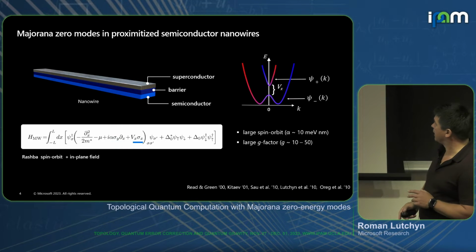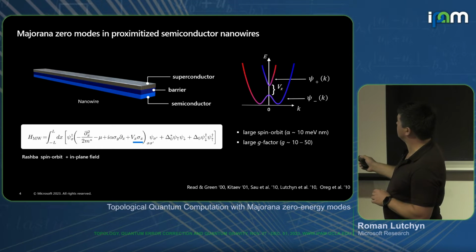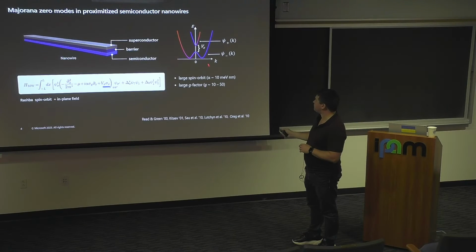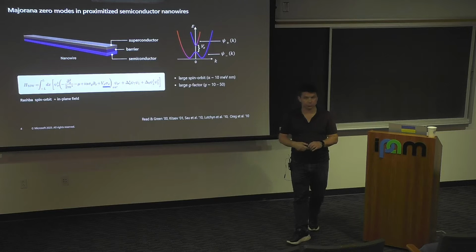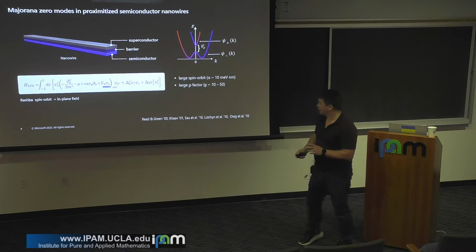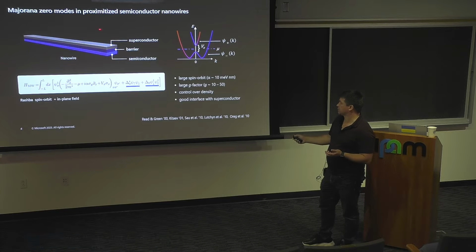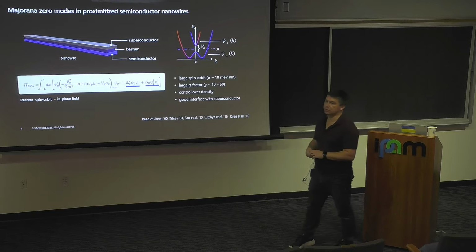That field will open a gap in the spectrum at k equals 0, and that's basically the regime we're interested in. The claim, which we've shown in some of these papers, is that if you tune your chemical potential in this gap, the model maps to a spinless p-wave superconductor. So that's the basic ingredient. We need to be able to control density, and we need to make a very good interface with superconductors so that we induce a large enough gap.